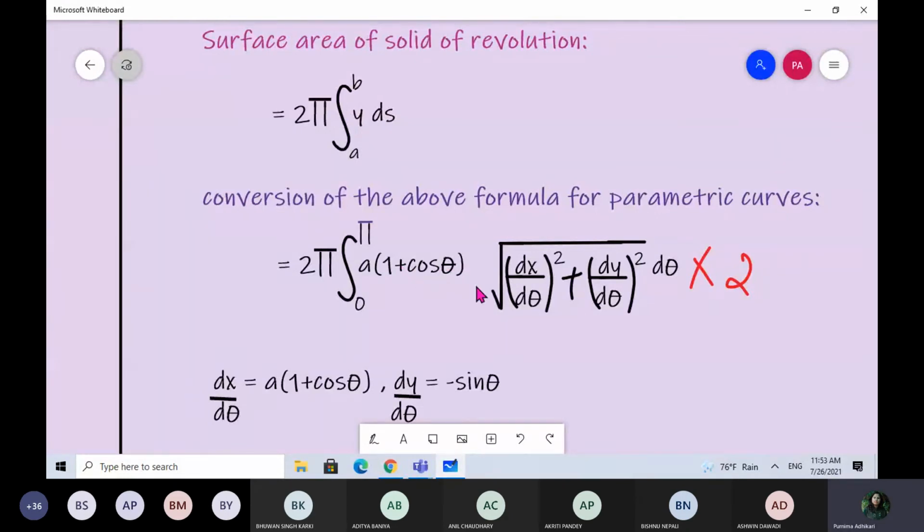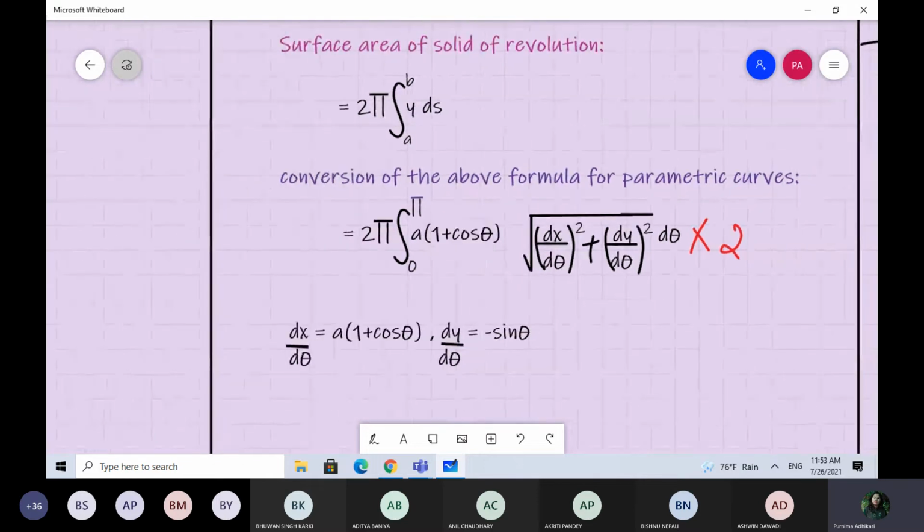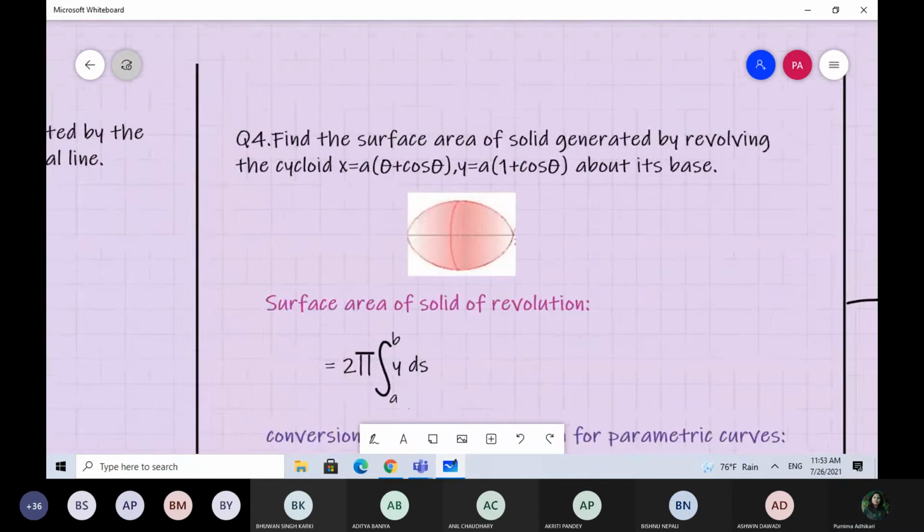So in place of y, it becomes a(1 plus cos theta). ds will be replaced by root under (dx over d theta) square plus (dy by d theta) square, into d theta. So now you have to simply evaluate dx over d theta, dy by d theta, put it here, integrate and get the result. That's it.